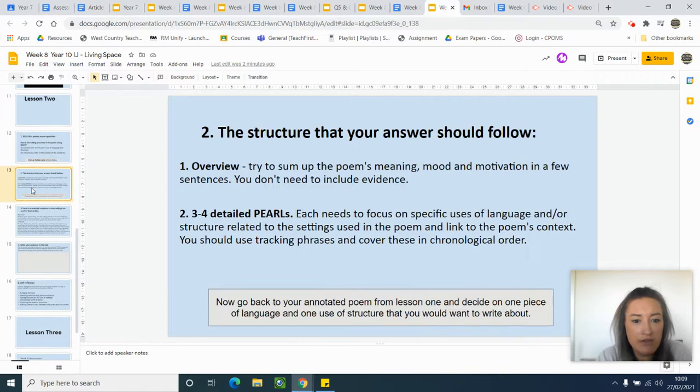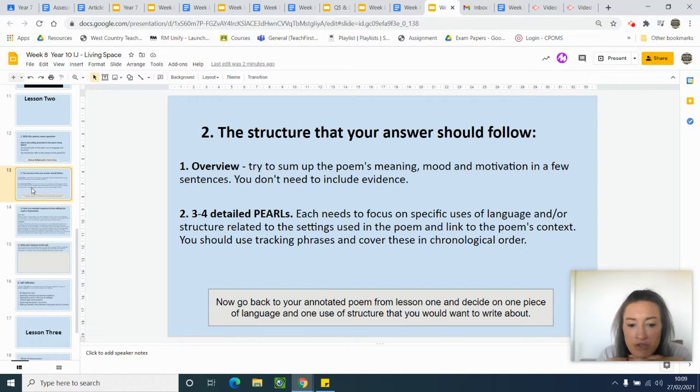Okay, then on slide 13, we go over the structure of the answer. So you should include an overview where you try to sum up the poet's meaning, mood, and motivation in a few sentences. You don't need to include evidence there. You're just basically saying, what's the poem about? How is the topic being kind of addressed? And why has the poet written it? Motivation. If you can link that to context, that's a great way to start to show your contextual knowledge from the start there.